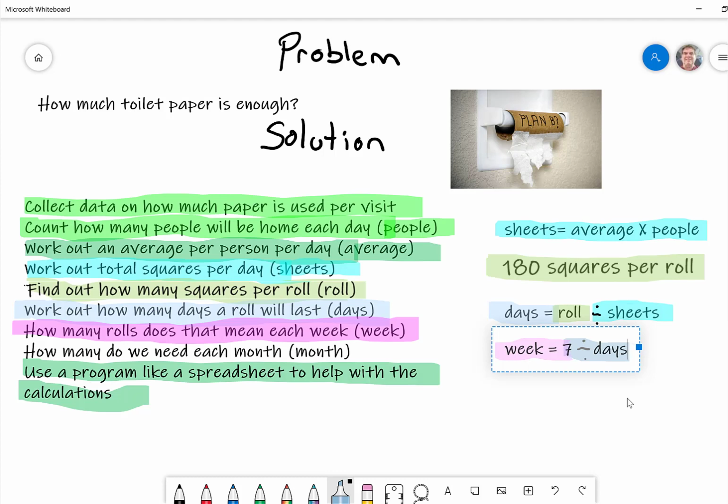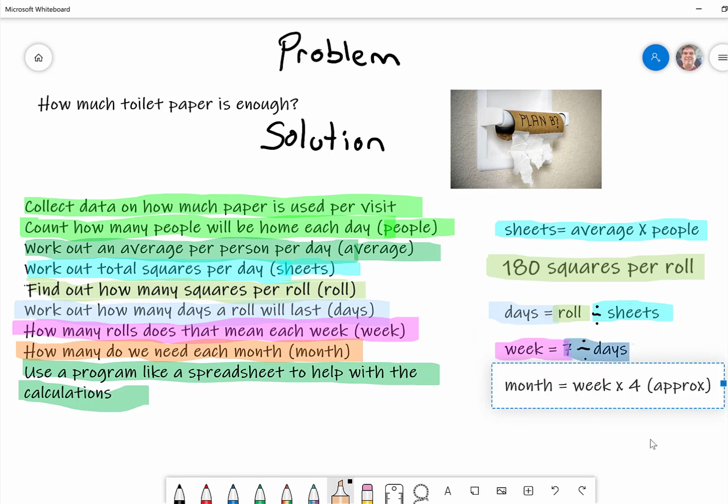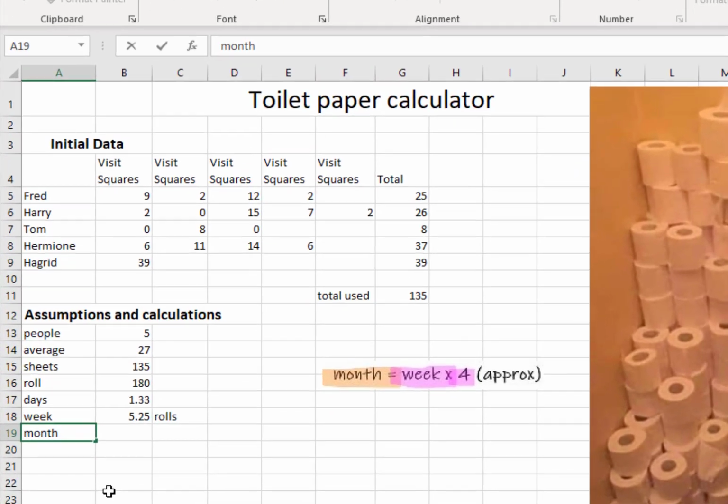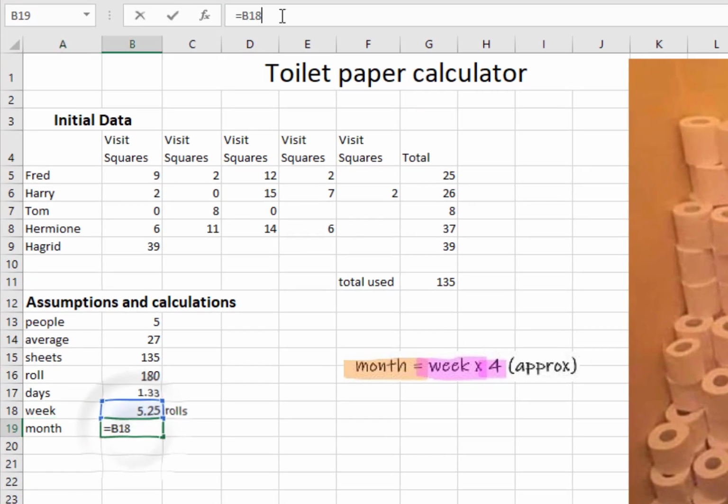Now that I know what it is in a week, I can then work out what it is in a month. So I can work out that the formula is going to be a week multiplied by 4 approximately. So it's going to be fairly close, just to keep it simple. So if I go back to my spreadsheet, I can type in month, and that's going to be equal to week multiplied by 4, so equal to B18, or 5.25 multiplied by 4, and I have 21 rolls that I need a month. So that's how many rolls I need.